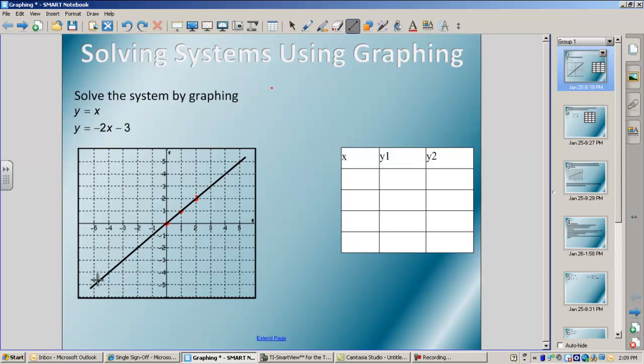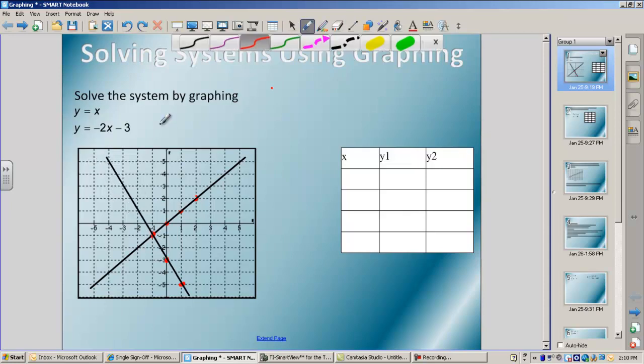How it looks. And then the second one has a y-intercept of negative 3 and a slope of negative 2. So I've got to go down 2 over 1, or I can go backwards and go up 2 to the left 1. And then I'll connect those with a line. And you can see that the two lines intersect right here. And so the solution to this system is that point where they intersect, which you can see is negative 1, negative 1. So my solution should be negative 1, negative 1.